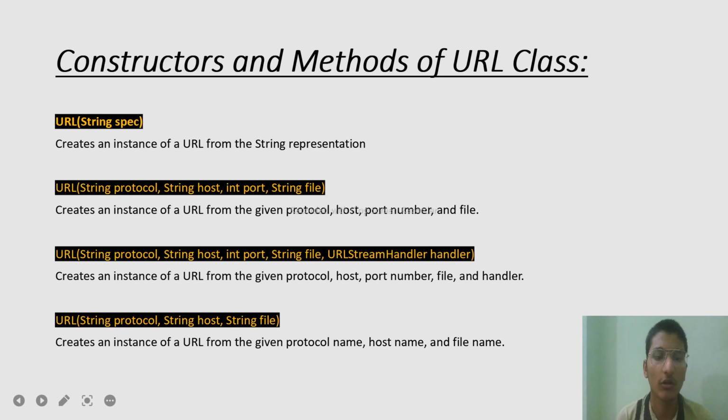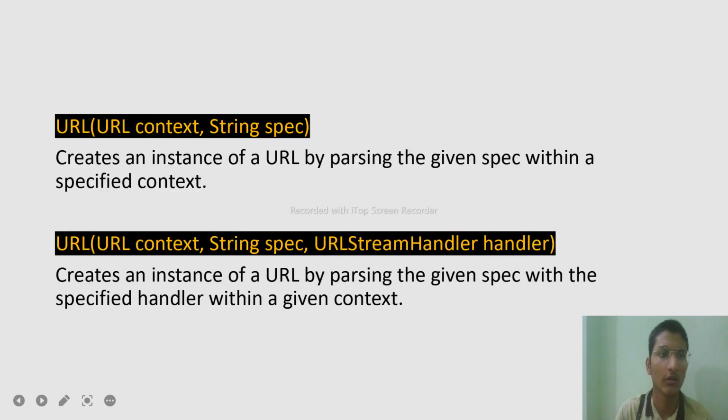URL(String protocol, String host, String file) creates an instance of a URL from a given protocol name, host name, and a file name. URL(URL context, String spec) creates an instance of a URL by parsing the given specification with a specified context. URL(URL context, String spec, URLStreamHandler handler) creates an instance of a URL by parsing the given specification with the specified handler within a given context.